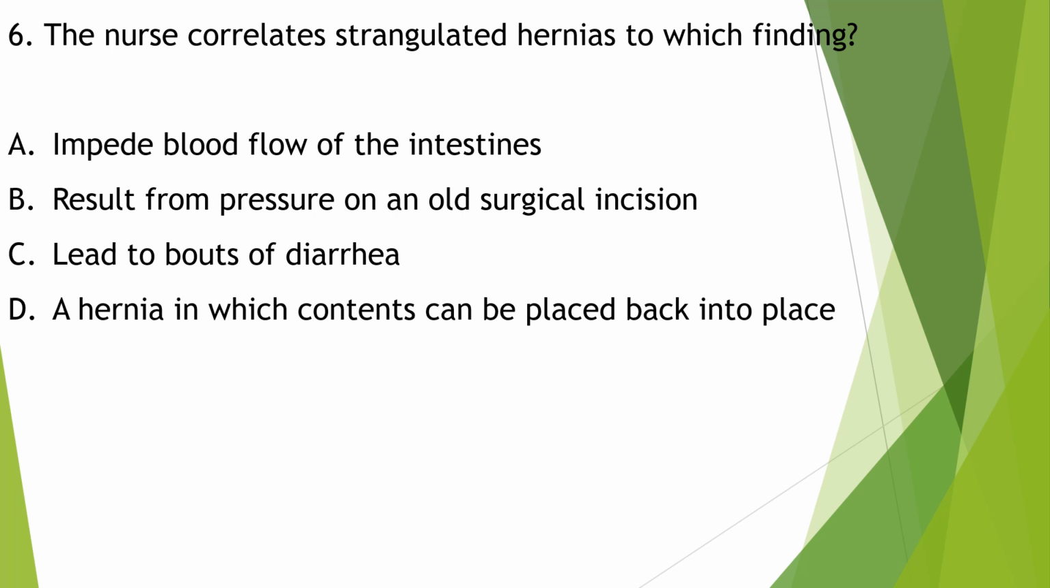If the blood supply is obstructed, it is then known as a strangulated hernia and the patient may present with symptoms of an intestinal obstruction. This is a medical emergency and the patient must be prepared for surgery immediately to prevent gangrene from developing. Diarrhea is not a clinical manifestation of strangulated hernias. Clinical manifestations include abdominal distension, nausea, vomiting, pain, fever, and tachycardia. So, strangulated hernias impede blood flow of the intestines.